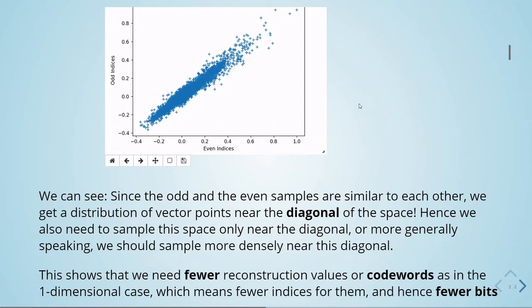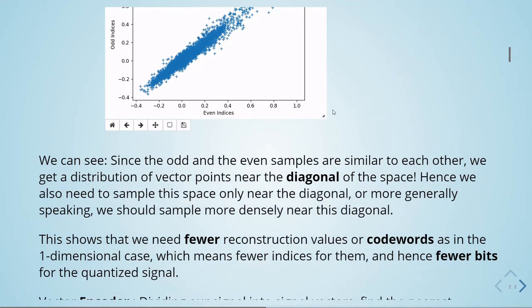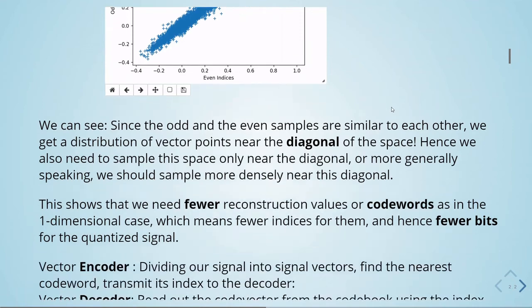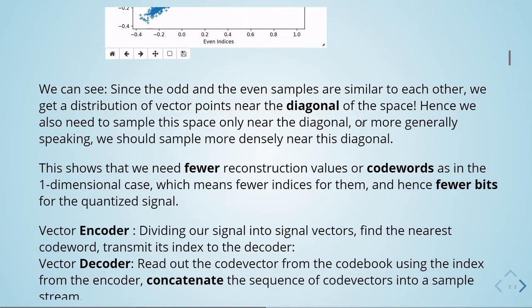So we need to sample this space only near the diagonal. More generally speaking, we should sample more densely near this diagonal. This shows that we need fewer reconstruction values or fewer code words as compared to the one-dimensional case, which means fewer indices for them and fewer bits for the quantized signal.